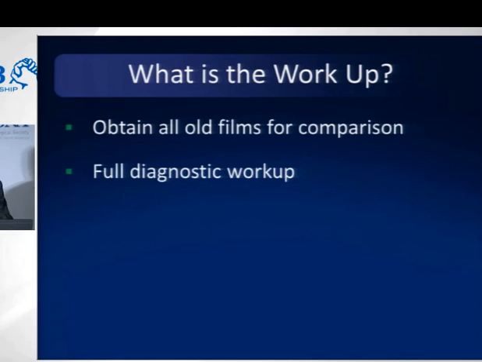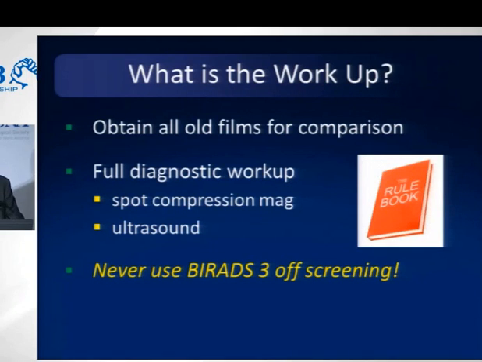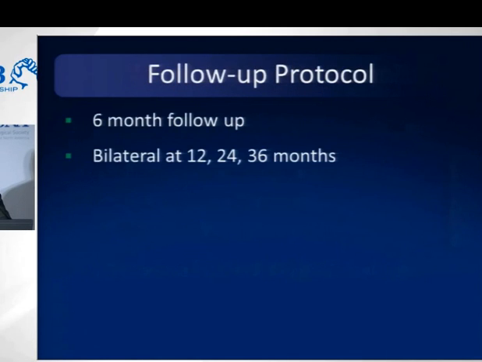Assuming there are no old films, that's the patient's first exam, these patients need a full diagnostic workup regardless of the finding, whether it's mass, calcifications, focal asymmetry. They all deserve a spot compression magnification view and in appropriate circumstances ultrasound. And so I really want to emphasize that we would never use BI-RADS 3, never call something probably benign off screening mammogram alone. What's the protocol for following them?